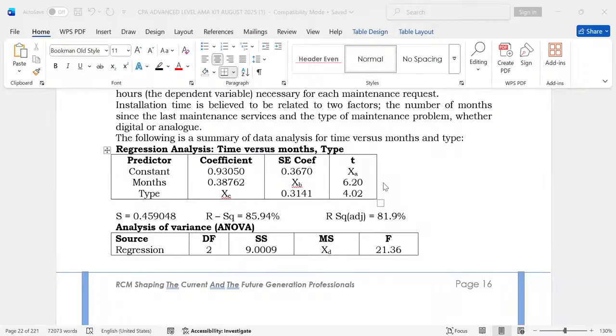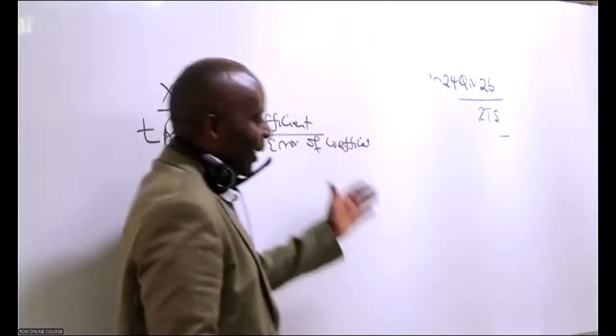So XC is there. So now we are getting XC. You can see the row where XC is in. It is in row number 3. I can see the coefficient is the one that is missing, right? The SE coefficient, we already have it. And the T ratio, we have it as 4.02. So now I'm getting XC.